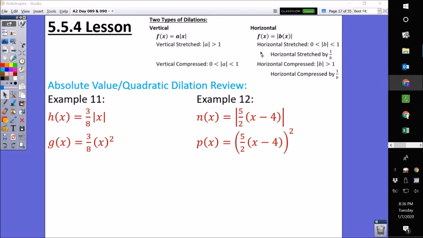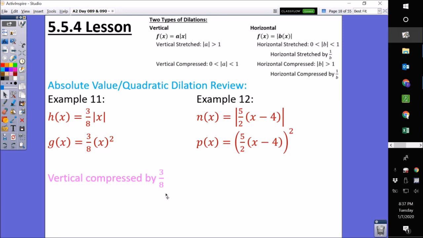I have two functions, h of x, written in absolute value, and g of x, written in quadratic, x squared. Both of them have 3 over 8 outside, so it's going to be a vertical dilation. The 3, the top number, is less than the 8, the bottom number, so the number is less than 1. Therefore, it's a vertical compress by 3 over 8. Vertical, since the number is outside the function, outside the absolute value, outside the parenthesis, and since it's less than 1, it's vertical compressed by 3 over 8.